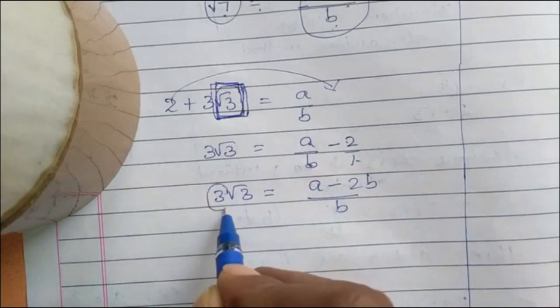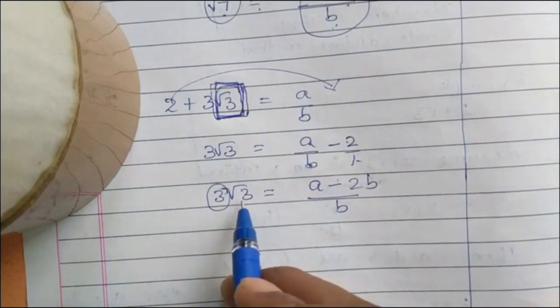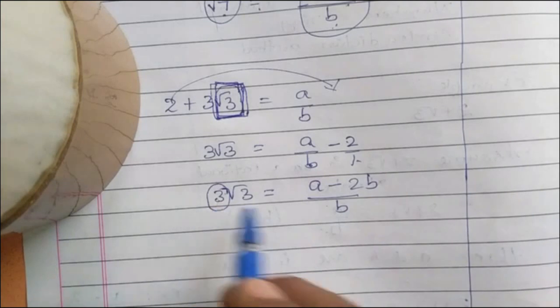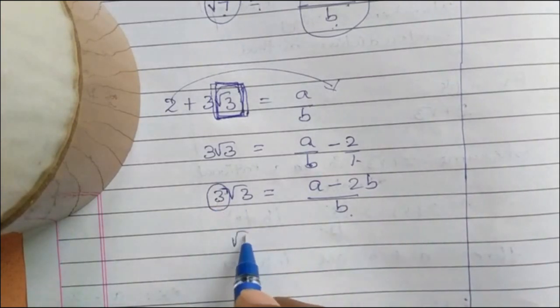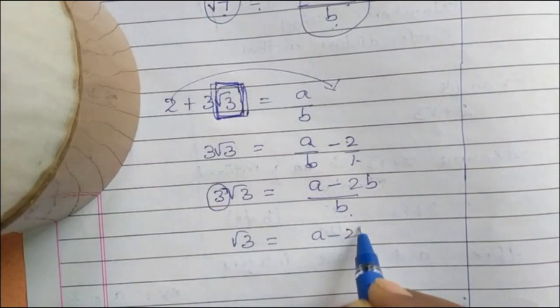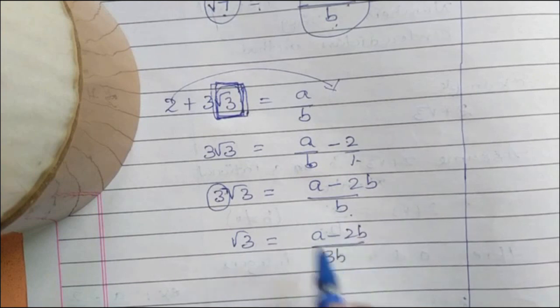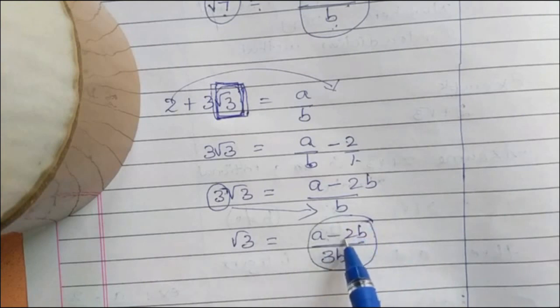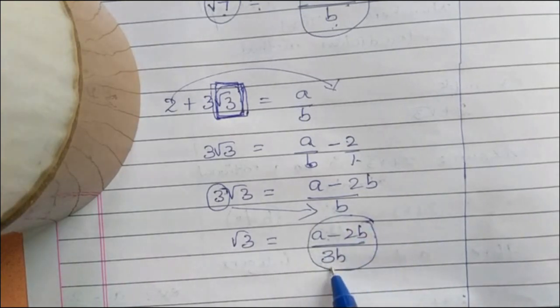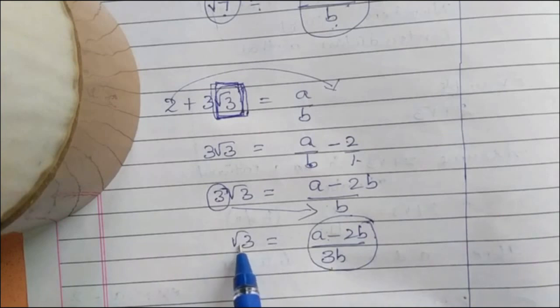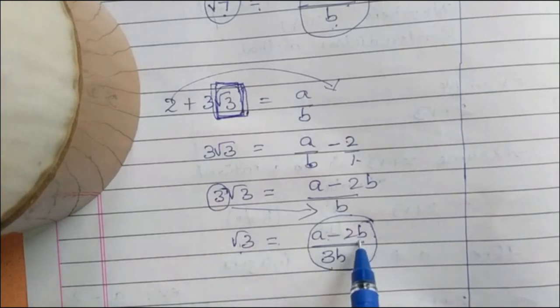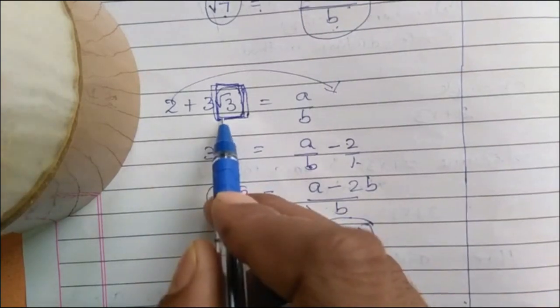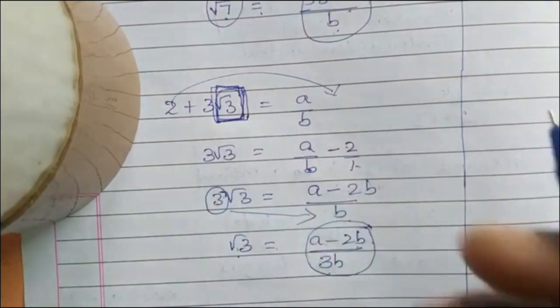Now one more 3 is multiplied with the irrational number root 3, so we shift this 3 to the other side: (a minus 2b) divided by 3b. The 3 shifted into the denominator. Now you can say (a minus 2b) divided by 3b is a rational number, but root 3 is an irrational number. An irrational number is not equal to a rational number. Hence this leads to a contradiction. Therefore the given 2 plus 3 root 3 is an irrational number.